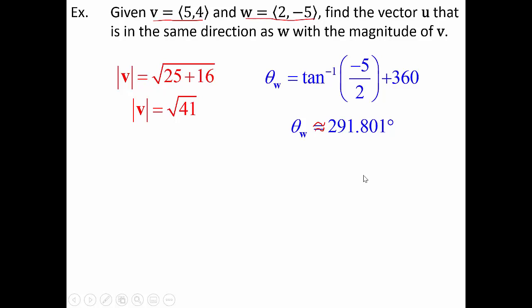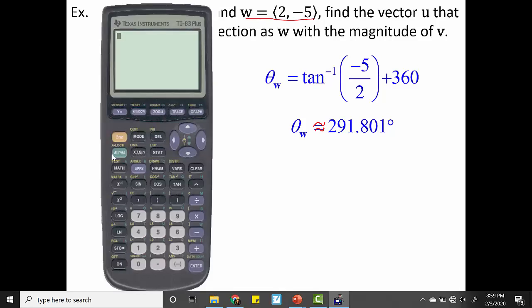Let me pull out my calculator. Poof, magic. All right, so here's my calculator. Now remember, I would have typed this directly into my calculator. Now before I do anything, let me double check. I am in degree mode. So I'll do inverse tangent of -5/2. Close that parenthesis, add 360. And that's where I got the 291.801.